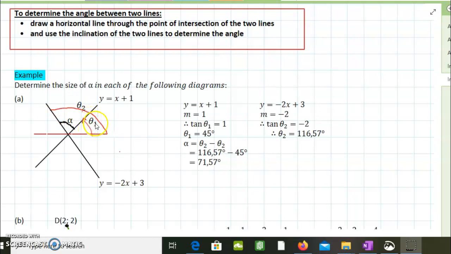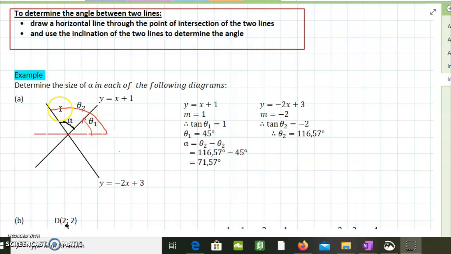So theta 1, we're looking at this line y equal to x plus 1, and because the line is written in this format, the gradient is the coefficient of x, which is 1 in this case. So to work out this inclination here, I use the gradient. So tan of theta 1 is equal to 1. Use my calculator, arctan, in other words, inverse of tan on the calculator, and you get an angle of 45 degrees. So theta 1 is 45 degrees.